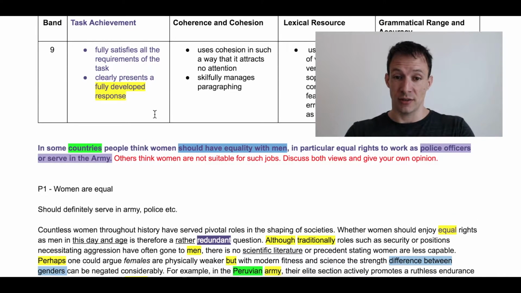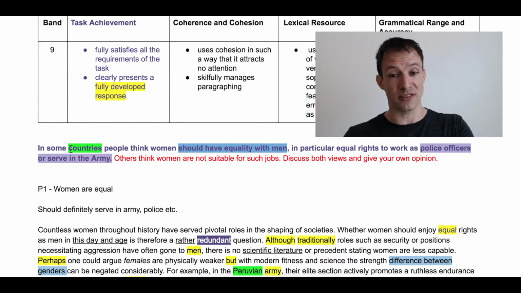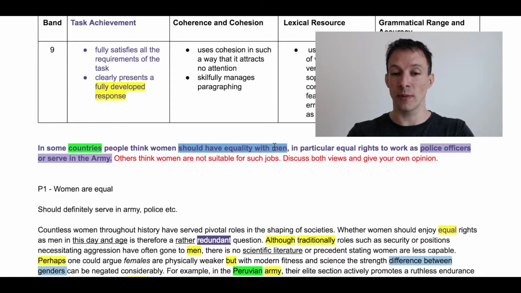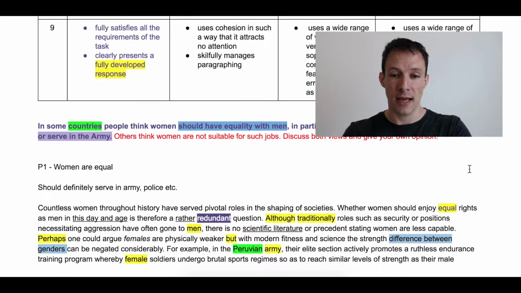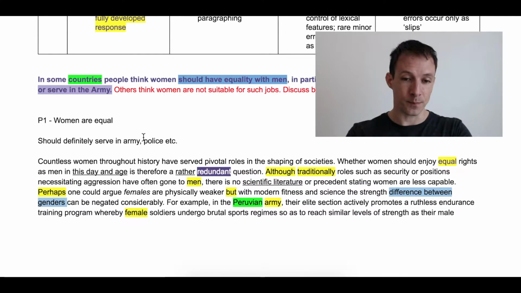The question, task achievement is very strongly related to the question, obviously. So let's analyze the question first. In some countries, people think women should have equality with men, in particular equal rights to work as police officers or serve in the army. This is entirely body paragraph 1. Okay, that's why I have left the rest as red for the time being.